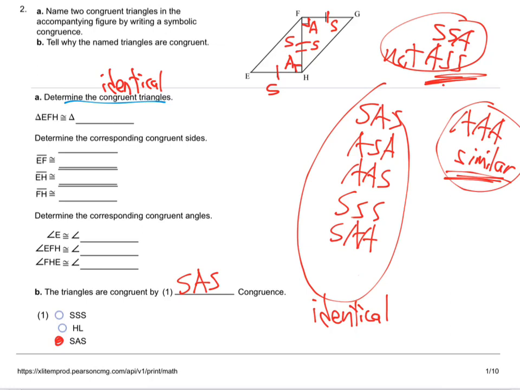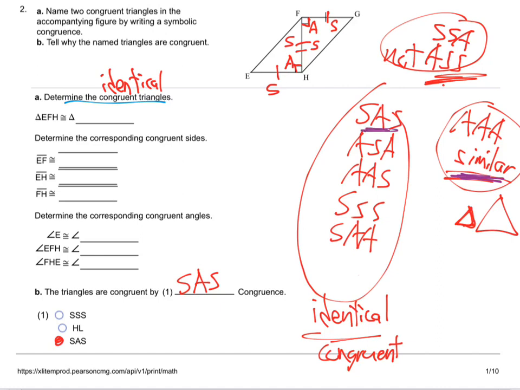Right? Similar means they're the same exact shape, but one's a bigger version or smaller version of the other. So that's what similar means. But identical, that's congruent. Congruent means they're totally identical, all the angles the same, all the sides the same. Similar means they're the same shape, but one might be a bigger version than the other. So getting back to it here, these two triangles are identical by side, angle, side.